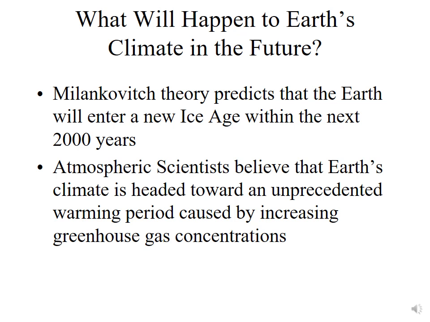However, humans have altered the chemistry of our atmosphere and have dramatically increased the concentration of greenhouse gases. And our modeling basically suggests that the Earth's climate is headed toward an unprecedented warming period caused by these greenhouse gas concentrations, and it may in fact prevent the next ice age from happening at all.